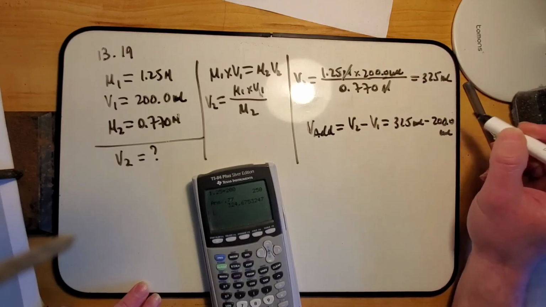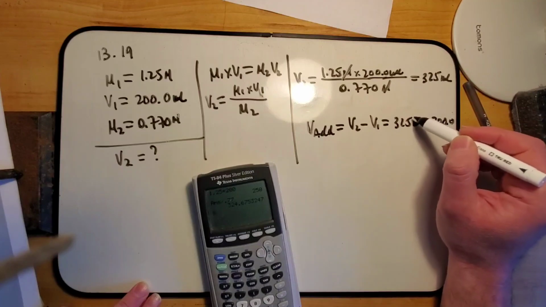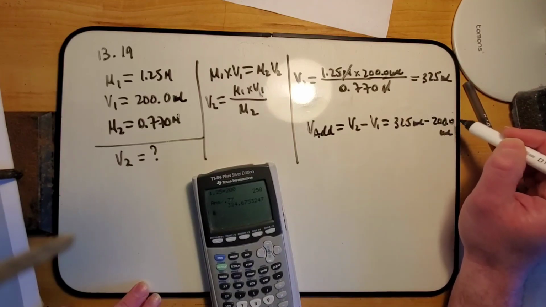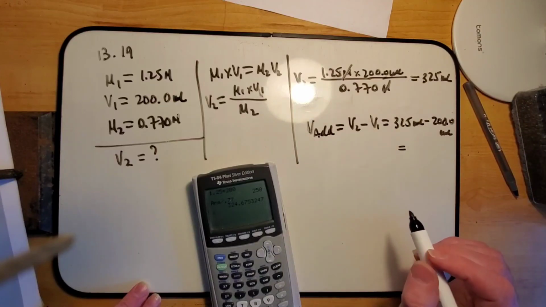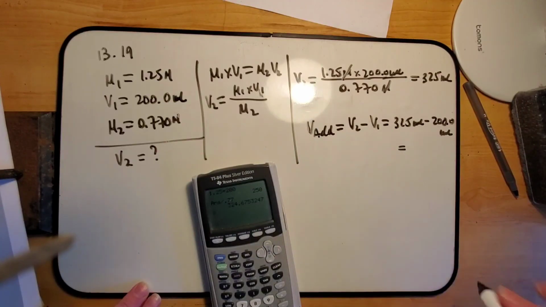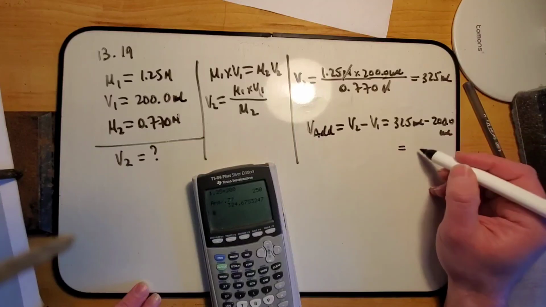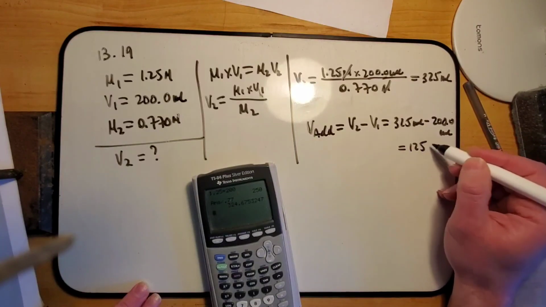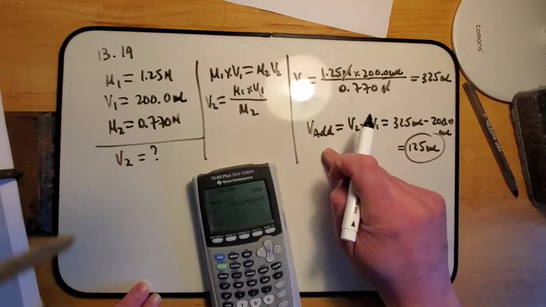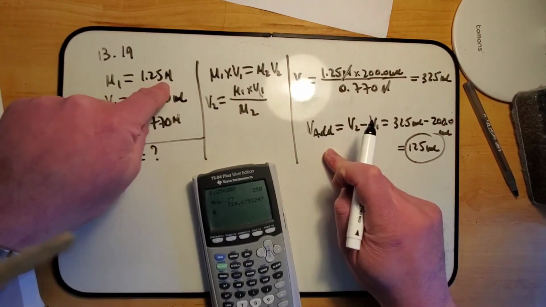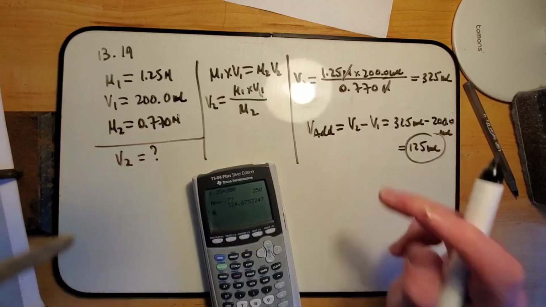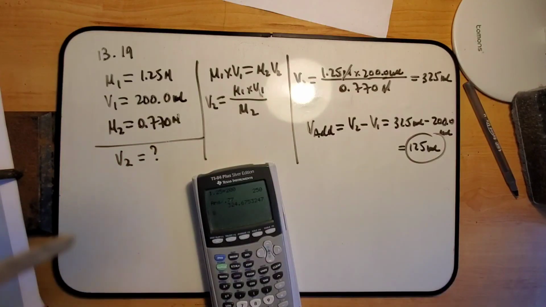And again, here you have ones precision, and here you have tens precision. So the final answer must be expressed to the ones precision, and that will be 125 ml. This must be added to 200 ml to go from 1.25 molar concentration to 0.770 molar concentration, and that will be the final answer.